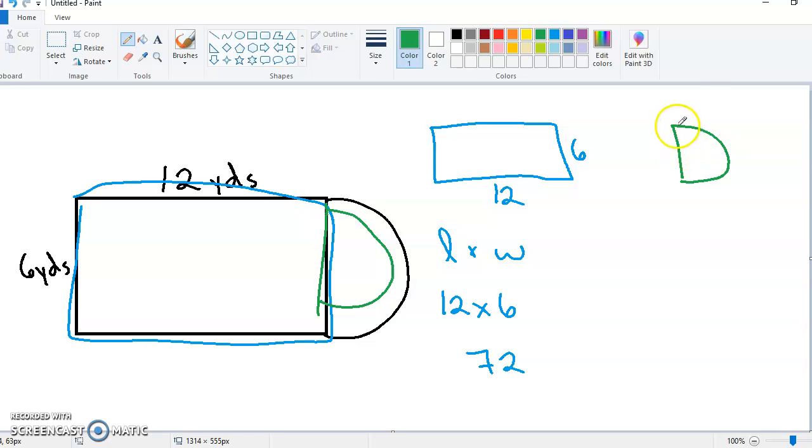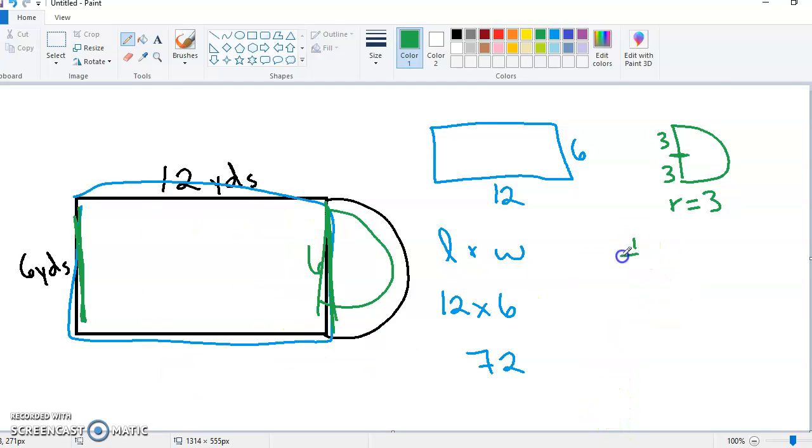So the semicircle, if we know that this part is 6, then that means this is also 6, but that's the diameter. Remember, we don't want the diameter, we want the radius. So that would make 3 and 3. So 3 for the radius, because the diameter is going to be 6.